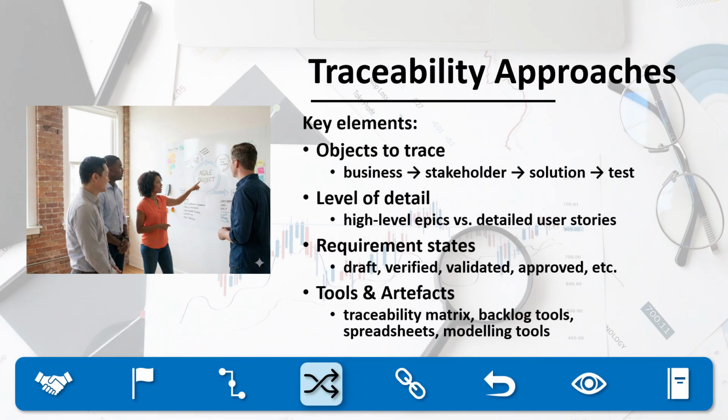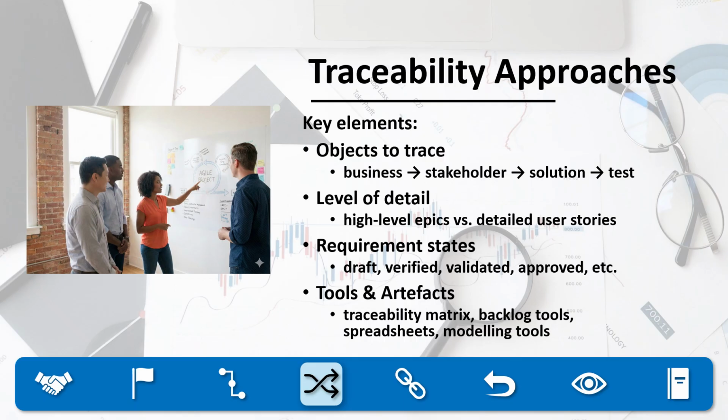A traceability approach typically defines four things. First, the objects to be traced. These could be business requirements, stakeholder needs, solution requirements, design components, or test cases. Second, the level of detail, whether we are tracing at the high level of themes and epics or drilling down to individual user stories and test scripts. Third, the requirement states. Traceability should reflect whether requirements are in draft, verified, validated, approved, or implemented. And finally, the tools and artifacts used, anything from a simple spreadsheet to specialized requirements management software.